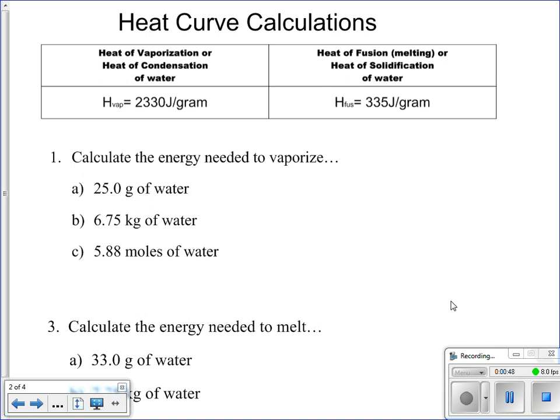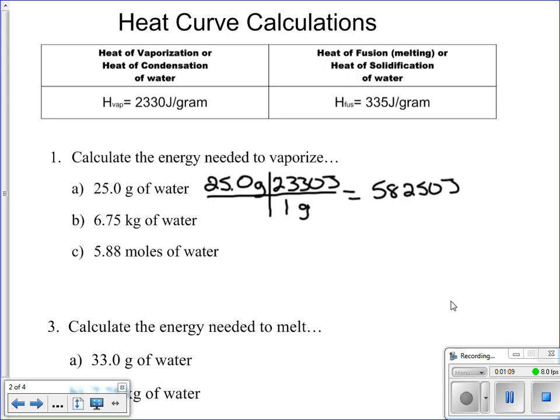So for number one, we take our 25 grams of water and we say 2,330 joules per 1 gram. We multiply that out. You should get 58,250 joules. And if we convert that to kilojoules, it would be 58.25 kilojoules. And it says to draw a box around your answers. So that's it for that one.